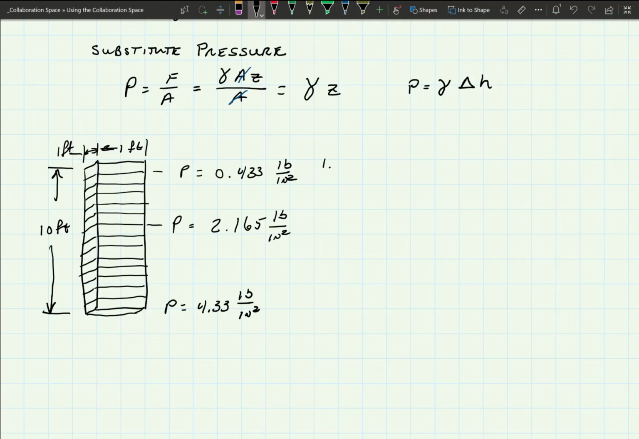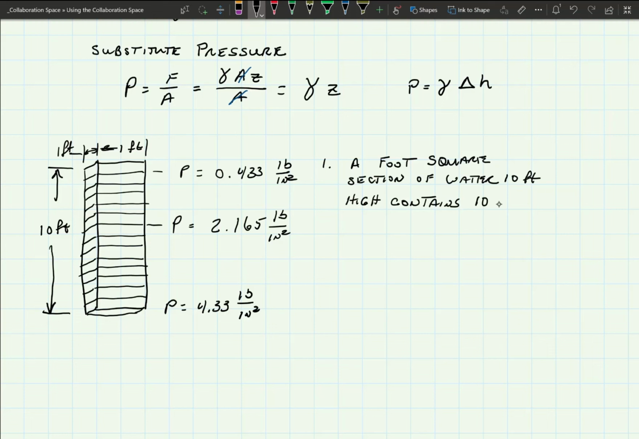All right, some notes that go with this. A foot square section of water ten feet high contains 10 cubic feet.